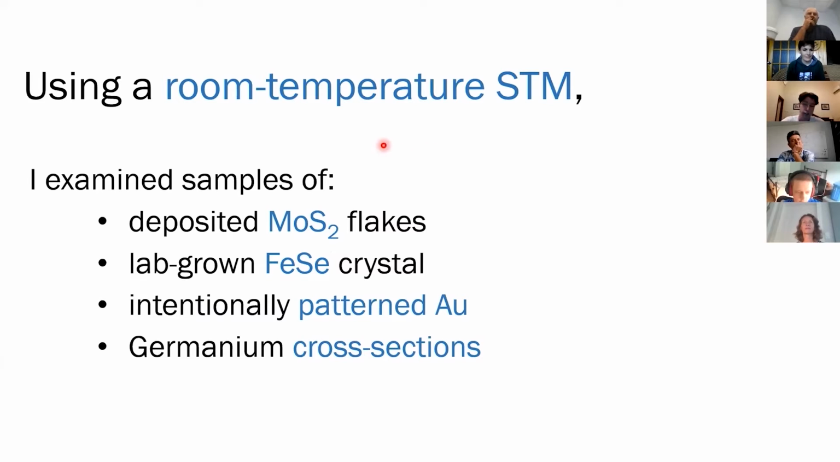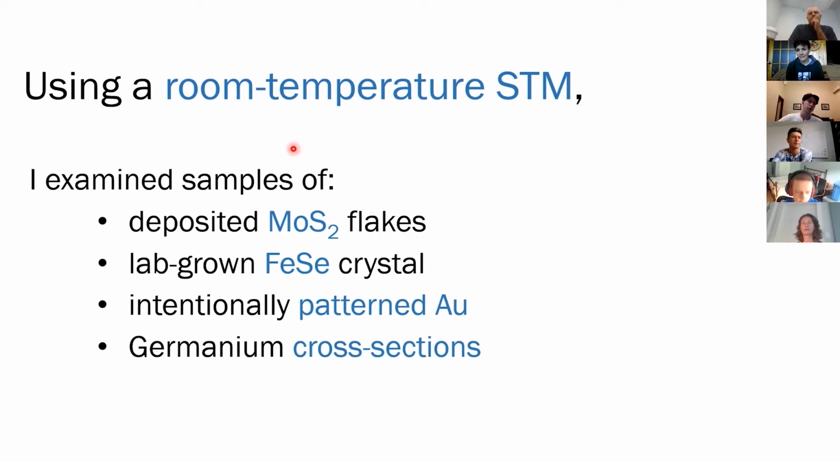So this summer I used a room temperature STM, which has the advantage that it has a much faster turnaround time. So I can get a sample in, do some scans and get an idea of what the sample is like, and then get it out quite fast. And this makes it really ideal for taking a look at samples and seeing whether they're really scannable and whether they're of high quality and worth taking more precise measurements in a bigger, much slower machine.